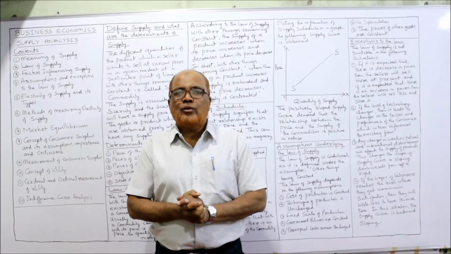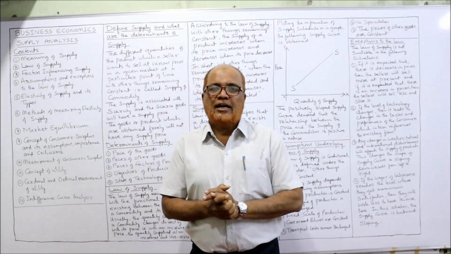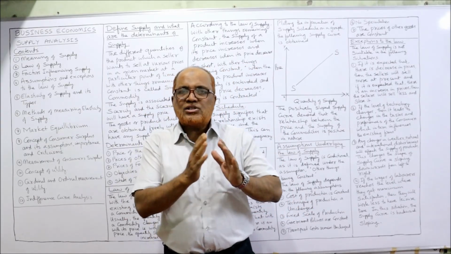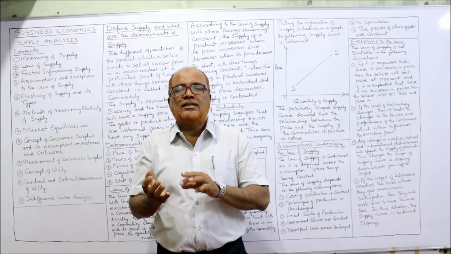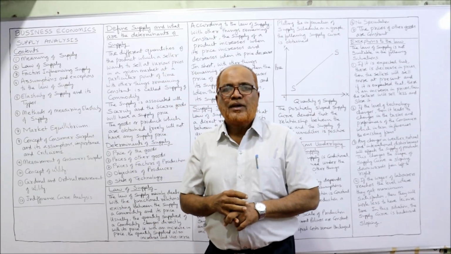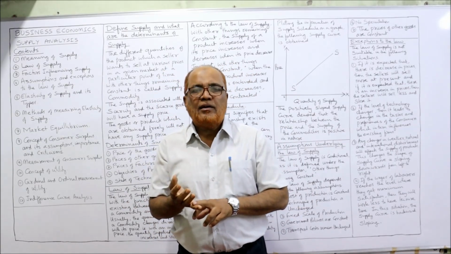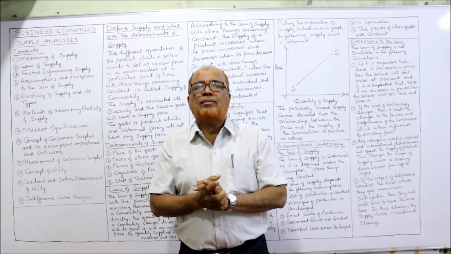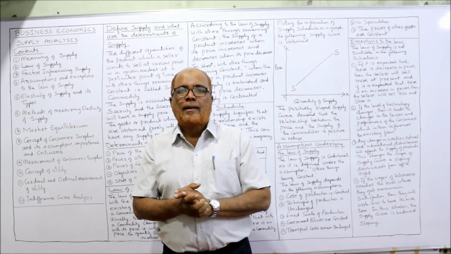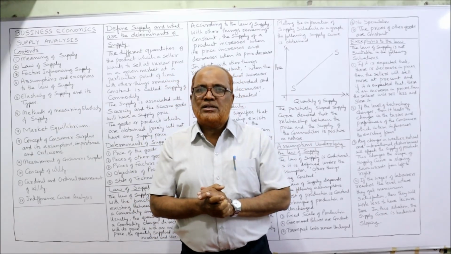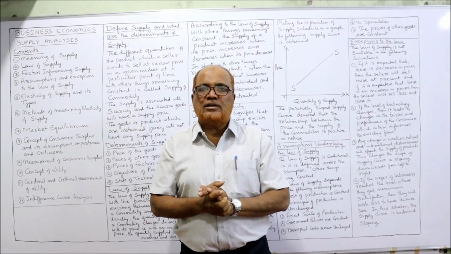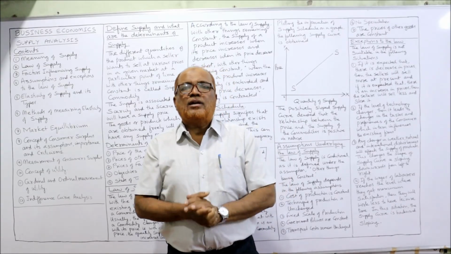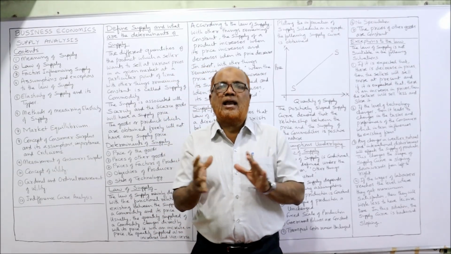Now in this video I am going to start a new unit in business economics, that is supply analysis. Last two units I have completed on the introduction to business economics. In those videos I have explained the meaning, importance, scope, characteristics, all these things. Apart from that, microeconomics, macroeconomics, law of diminishing marginal utility, law of equi-marginal utility, all these things I have explained in the first unit. And in the second unit I have explained about the demand analysis.